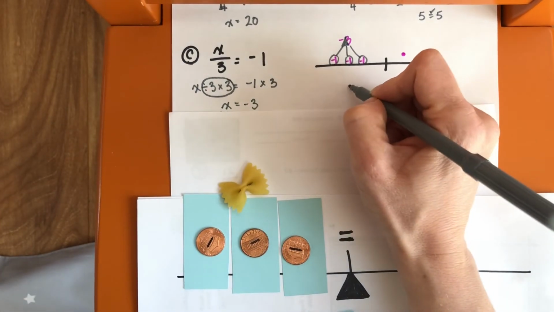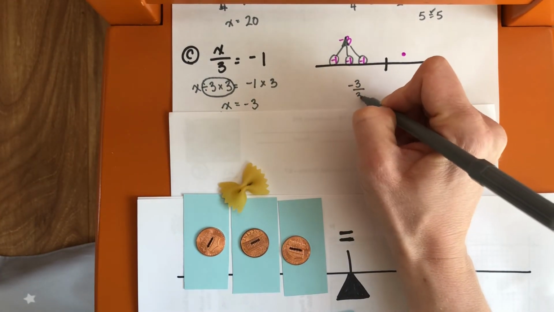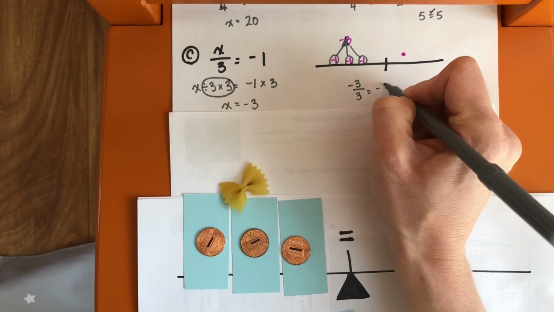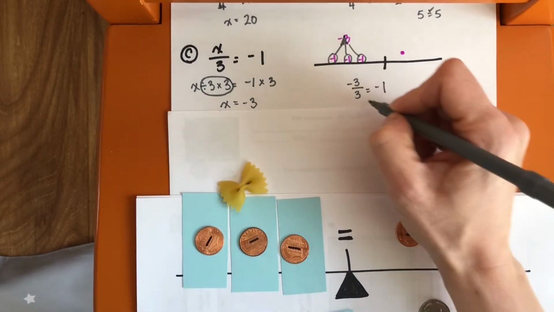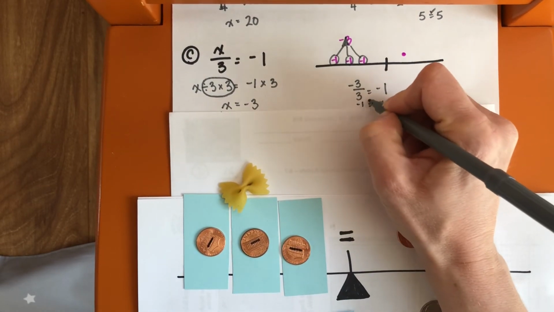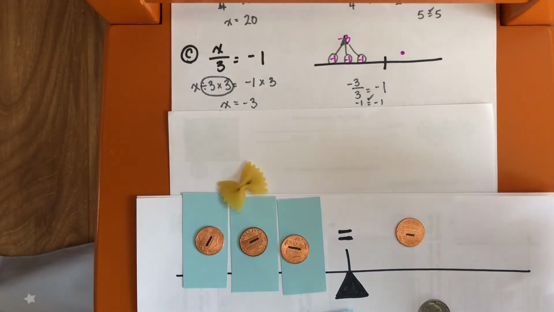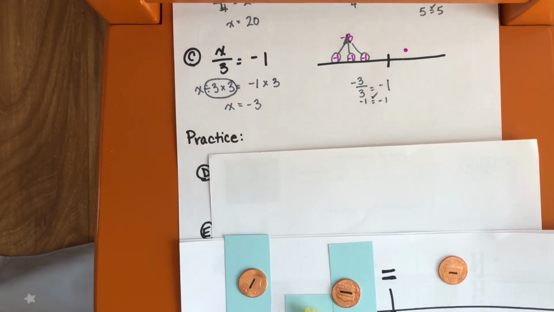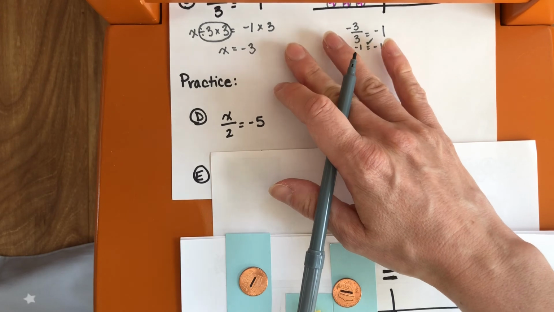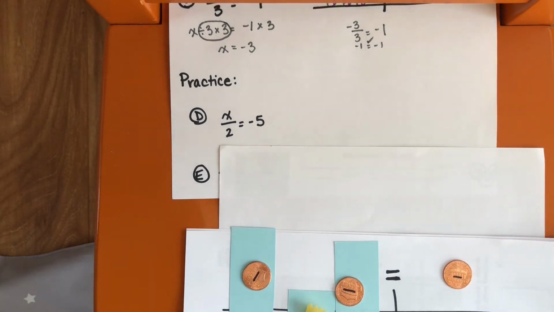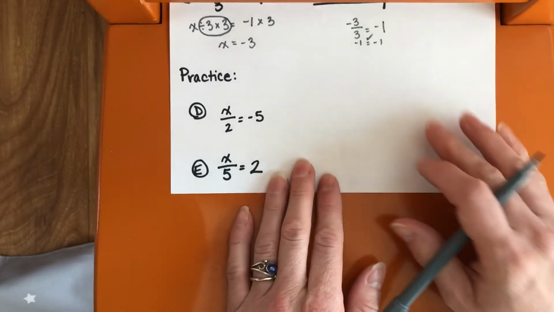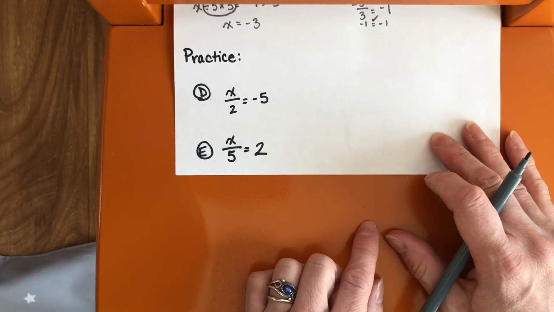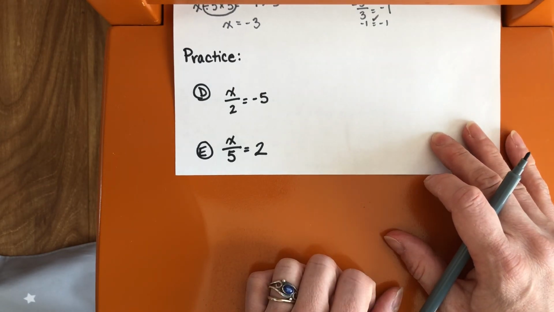To check it, I substitute negative 3 in for x. Negative 3 divided by 3 is equal to negative 1. And that is true. Negative 1 is indeed equal to negative 1, so it checks out. All right, give these a shot, and I will go ahead and reveal the answers in a new video. Ooh, a new video that's the answer key. So go ahead and pause your video here, practice those problems, and then click on the next video to check for an answer.